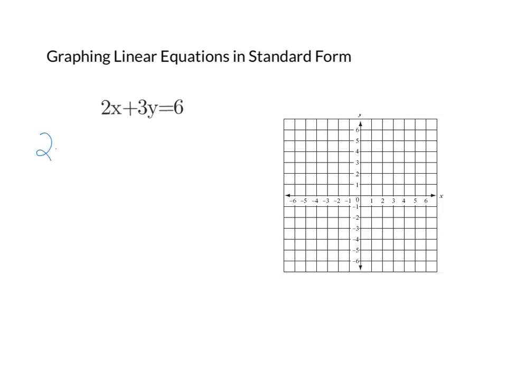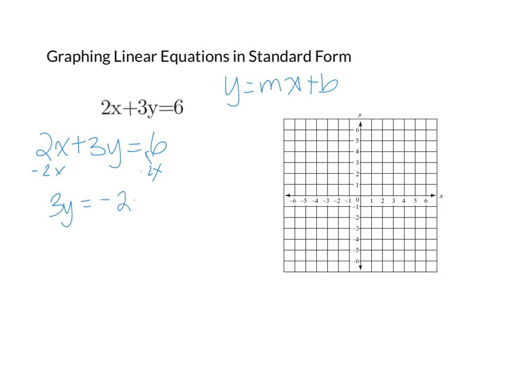So if I had 2x plus 3y equals 6, slope-intercept form is y equals mx plus b. So if I was to solve for y, then that would be in slope-intercept form. So first of all, I would just move this 2x, minus 2x, in the front there, right? So I have 3y equals negative 2x plus 6. Now I'd have to solve for y by dividing by 3. I'm dividing both terms by 3. So y is equal to negative 2 over 3 x plus 2.